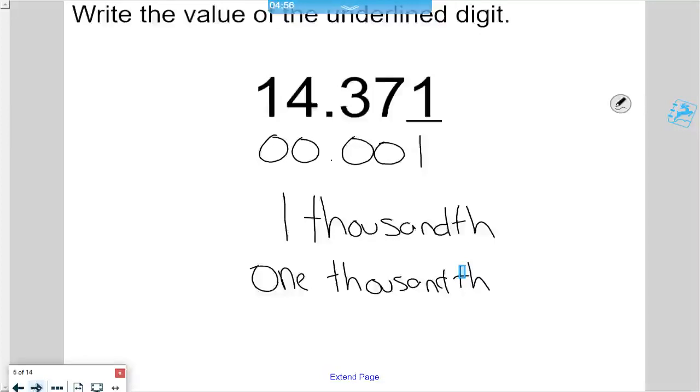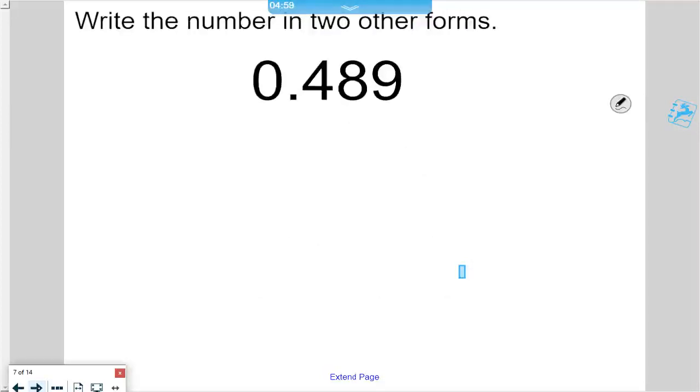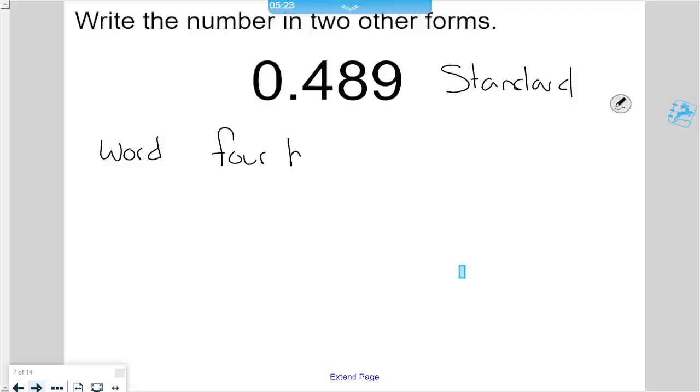So now it's asking me to write 2 other forms of the word. So right here, I know that this is my standard form, okay? Of course, it's our standard form because it's just us writing numbers or digits, okay? So now I'm going to write it, my other two ways are word form. So for my word form, I'm going to start with 489 thousandths.